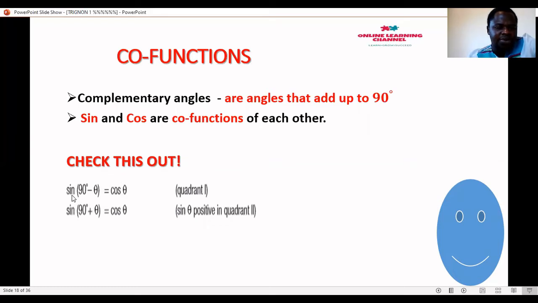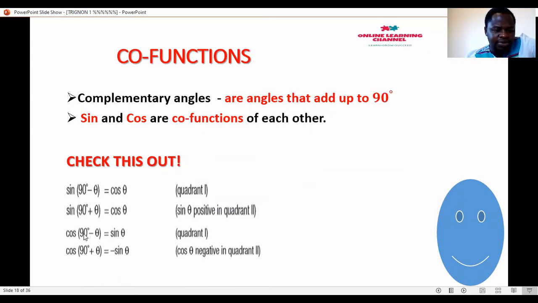So now this is how you do it. Sin of 90 minus theta is in the first quadrant. So sine is positive, and then is it a cofunction? Yes. So it will change to cos. And then when you have got sin of 90 plus theta, 90 plus theta is in the second quadrant. Is sine positive there? Yes. It will be positive. And then is it a cofunction? Yes. So it will be changed to cos.